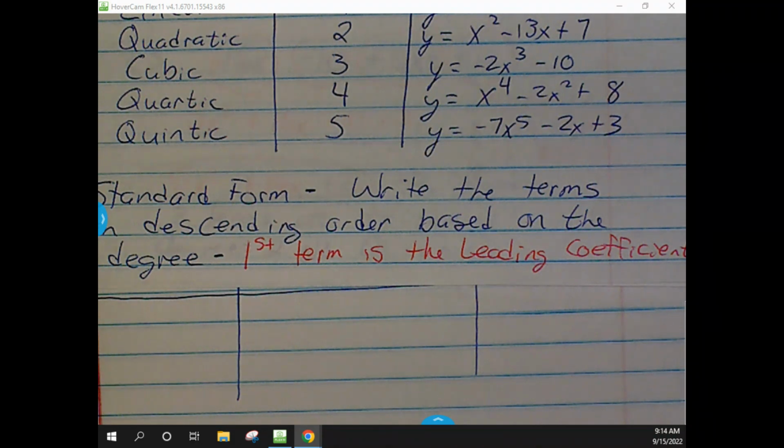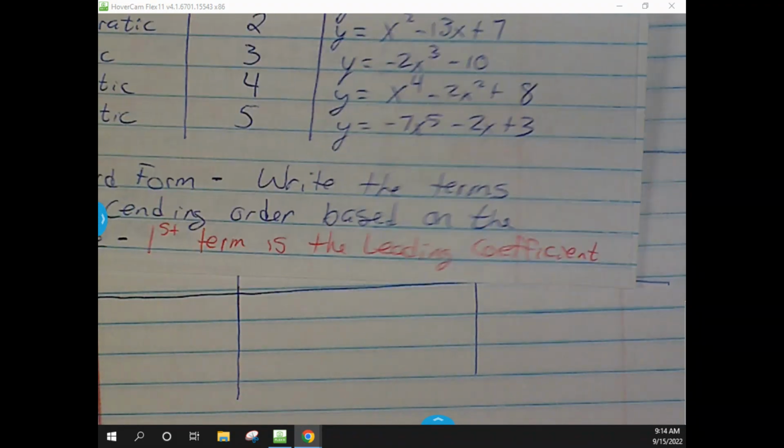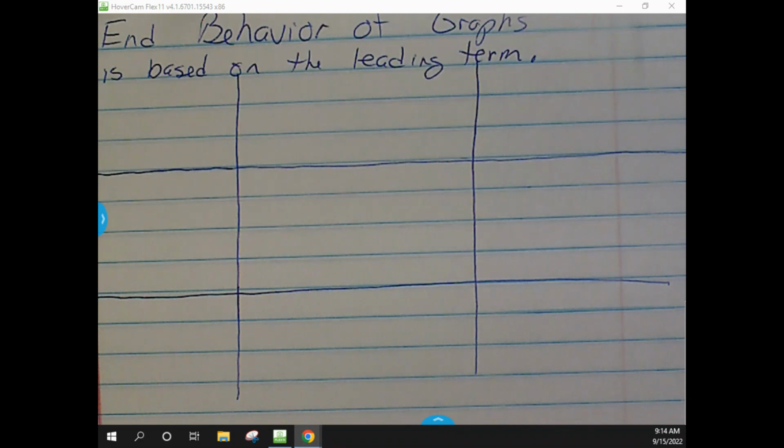Just like when we were graphing quadratics, if that first term was negative, we knew it was going down. If it was positive, it was going up. The A value told us if we had a max or a min, and that helped us determine what the range was going to be, greater than or less than. So that first term always carries a lot of weight. That's why they call it the leading coefficient, because it's going to lead everything else that we're going to do for this part.